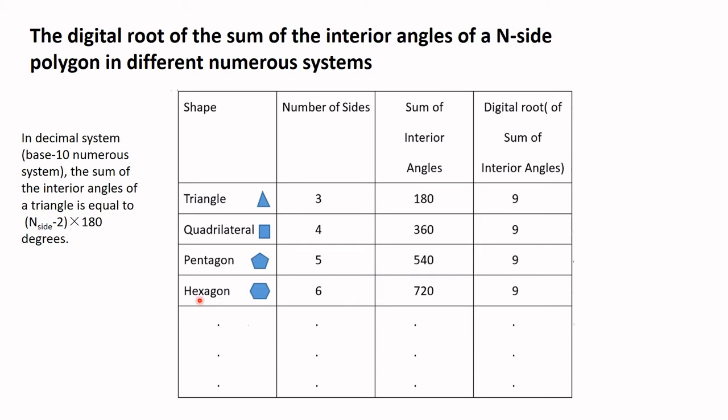And for a hexagon, the number of sides is 6. The sum of interior angles is 720, and the digital root is 9, because 7 plus 2 plus 0 is 9. The reason why it is always 9 here is that we employ the decimal system to measure these numbers.